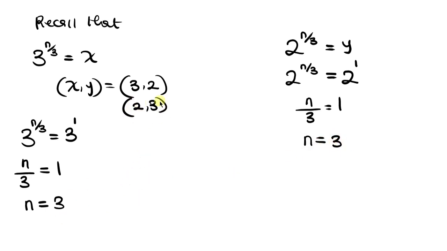Now for this other case, when x is 2 and y is 3, so we have 3 to the n over 3 to be equal to x. X is 2. Now notice that the bases are not the same. And in order for us to have integer solutions, the base must be the same. So since the bases are not the same, we're going to be rejecting the second case. So we've only got the value for n to be equal to 3 as our final answer.